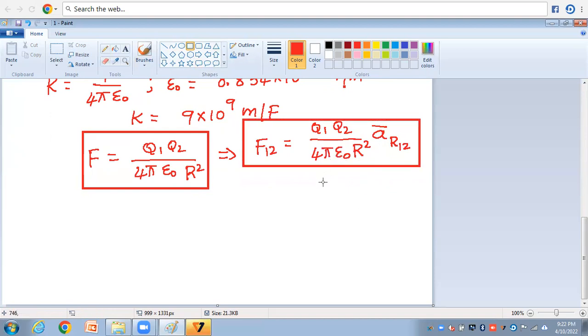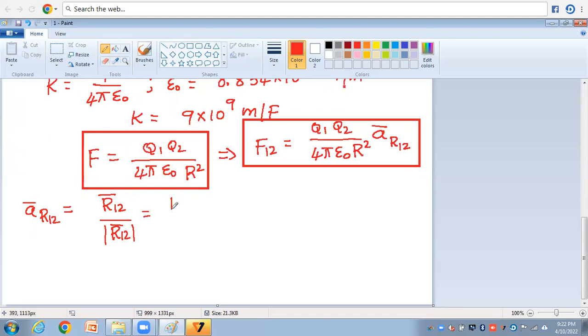F12 equal to Q1 Q2 by 4 pi epsilon naught into R square. Now AR12 is a unit vector. You may write like this. A little bit of mathematical part, here I will extend this one. AR12, you can write R12 bar by modulus of R12.